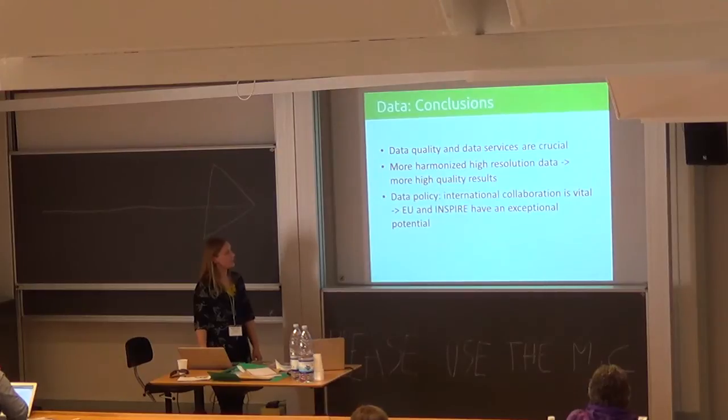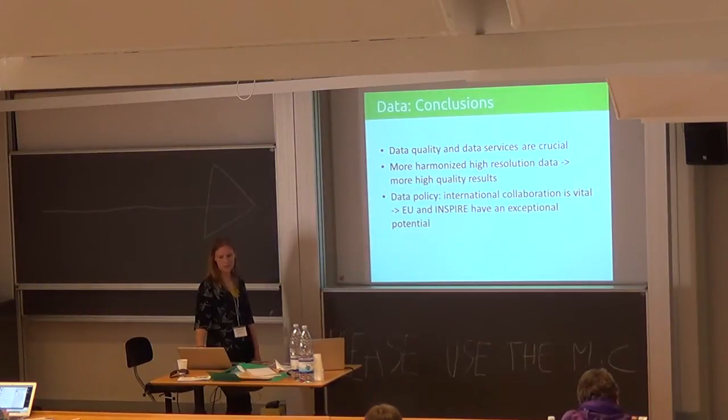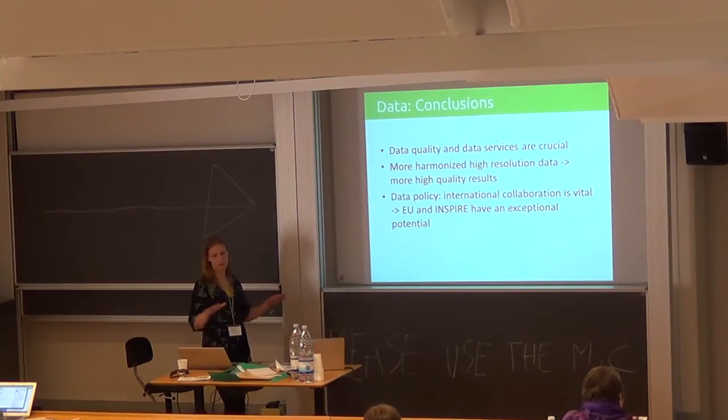Okay, a few sentences about conclusions. As we all know, data quality and data services are crucial. They are crucial also for spatial conservation planning and spatial prioritization. And if you have more harmonized, high-resolution and consistent data that covers all areas of interest, you probably get higher quality results. And data policy is also a very interesting and important thing. And as you know, we are at the INSPIRE conference, and international collaboration is really vital. And we have an exceptional potential to take advantage of it in the EU and INSPIRE process.